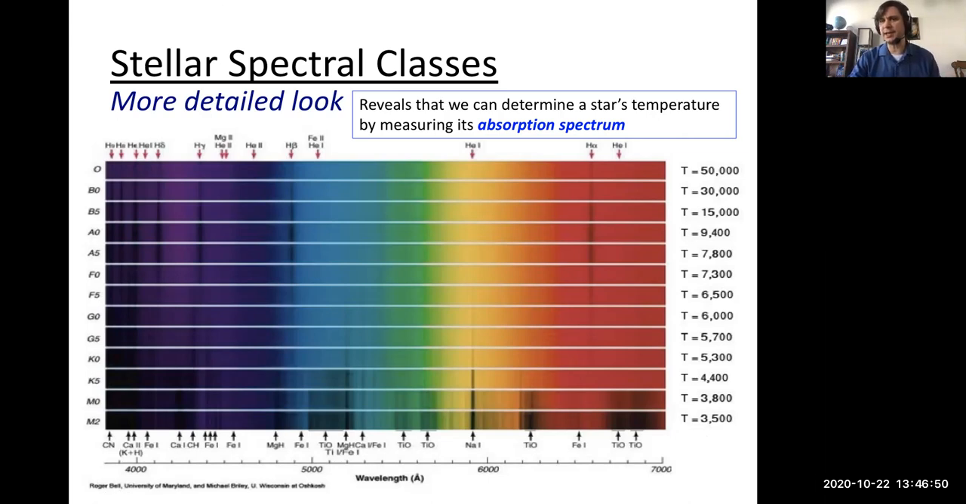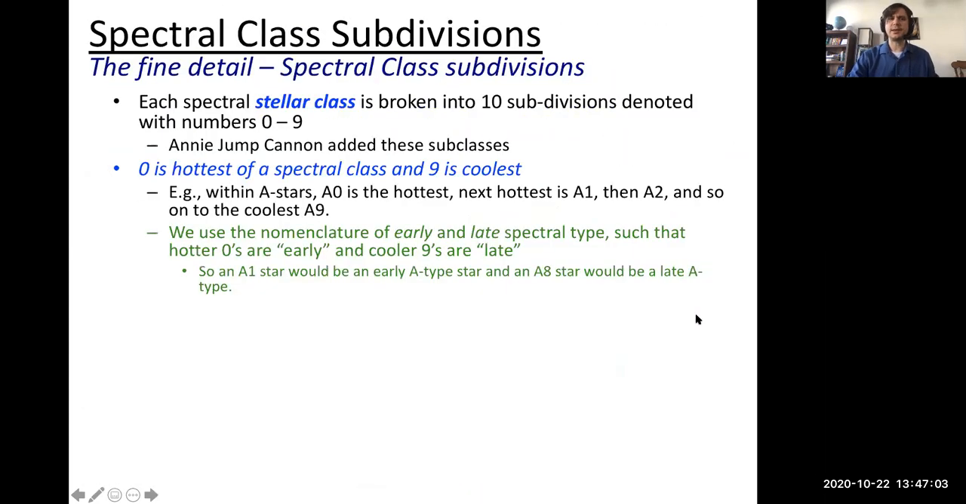What we need are some subclasses. So we can add some additional information so we can really narrow in on the actual temperature of the star, rather than somewhere between 30,000 and 50,000 Kelvin. The way that we do that is Annie Jump Cannon came up with not only the letter class, but a subclass, a number, where the number is telling you the temperature within the broad spectral class of O star or B star or A star or M star.